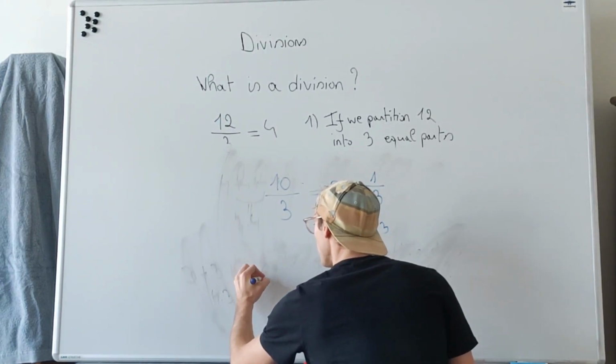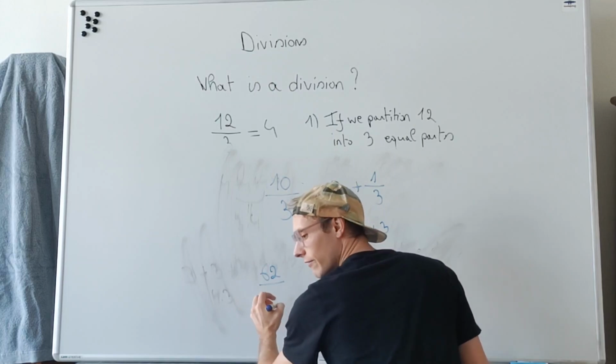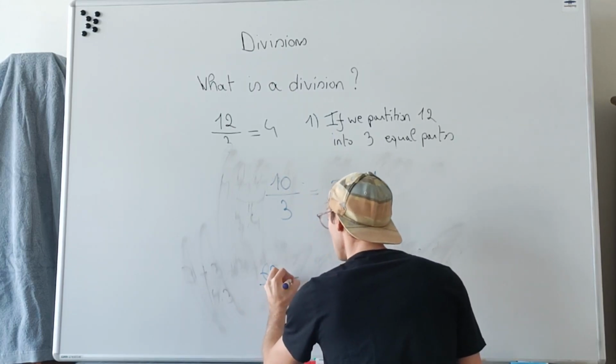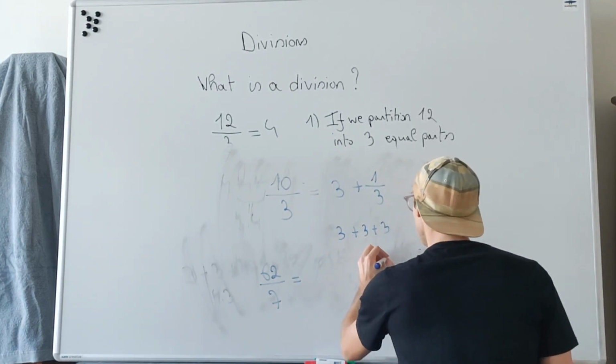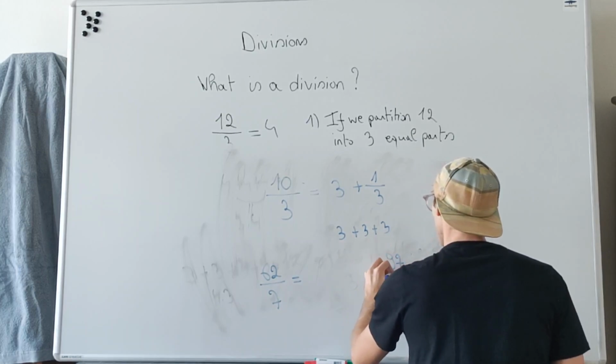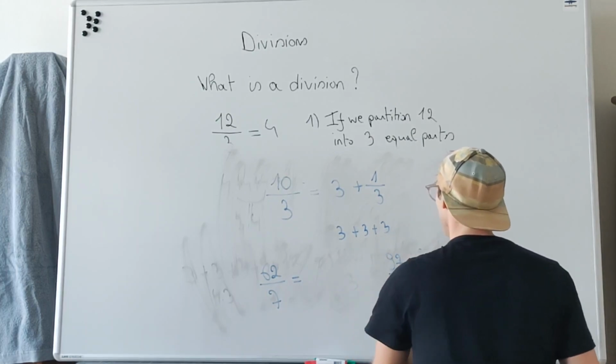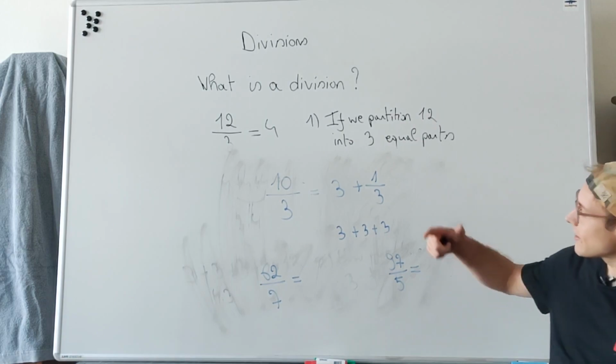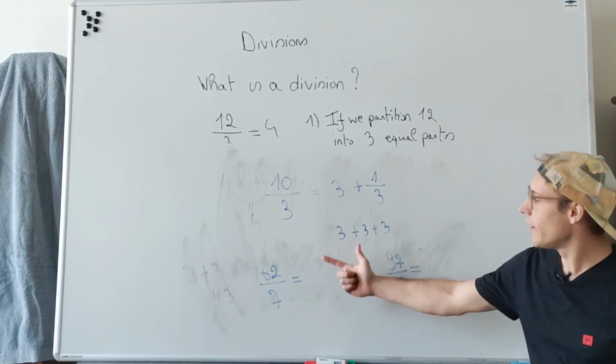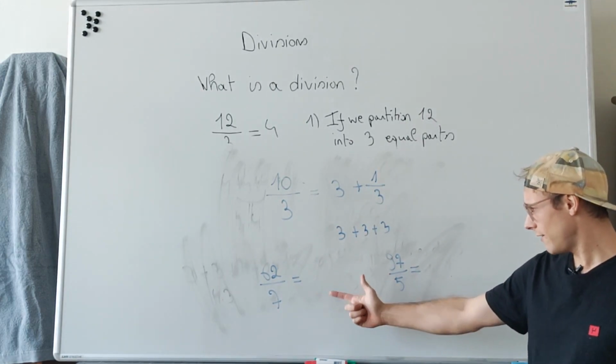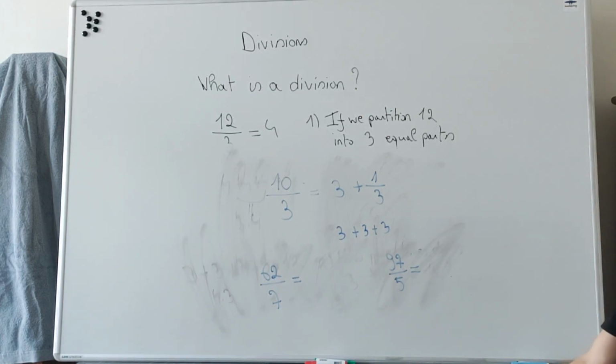And that is actually what I would like you to try in the next 2 examples. Try to write 62 divided by 7 and 97 divided by 5 as a whole number, a natural number in this case, positive, plus a fraction which is between 0 and 1. Pause the video for a moment, try this.